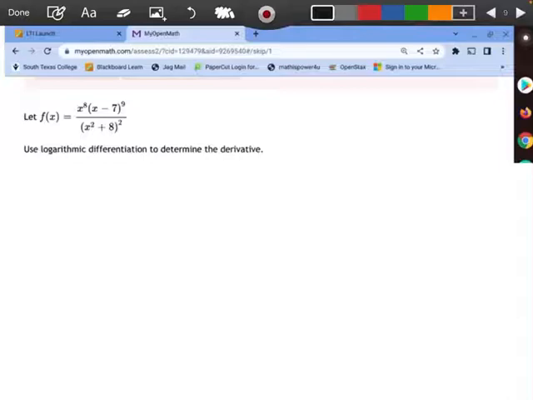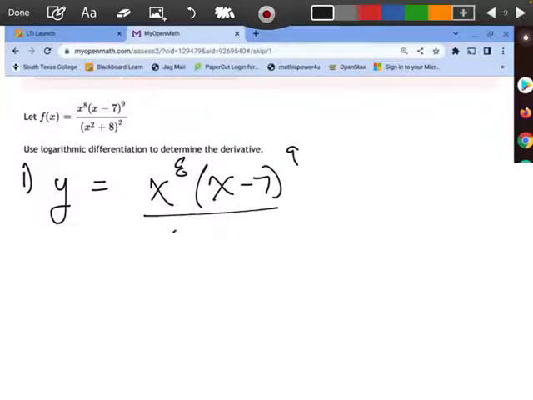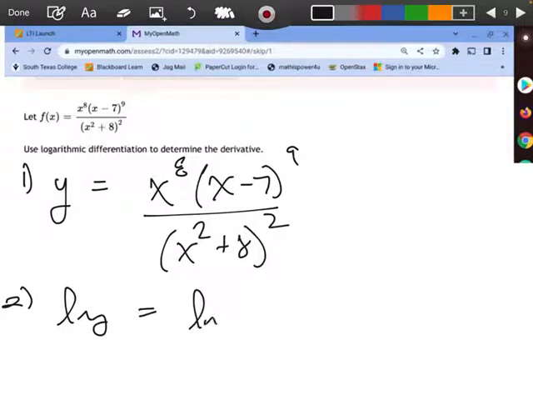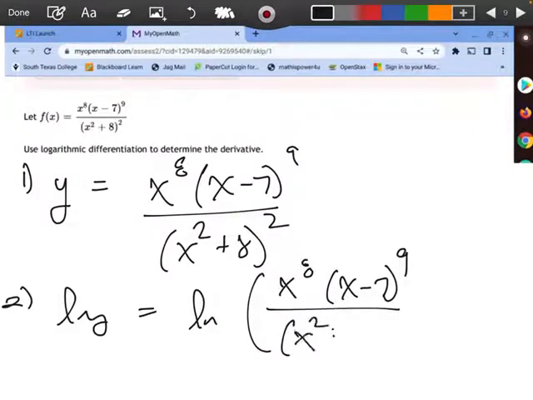Here's a problem where we're trying to use logarithmic differentiation to determine the derivative. Remember, step number one is I'm going to write y equals x to the 8th, x minus 7 to the 9th, over x squared plus 8 all being squared. Step number two, we're going to take the natural log on both sides: x to the 8th, x minus 7 to the 9th, over x squared plus 8 all being squared.